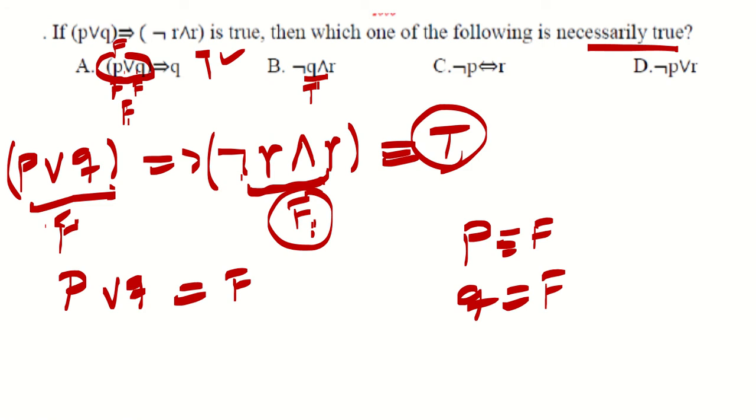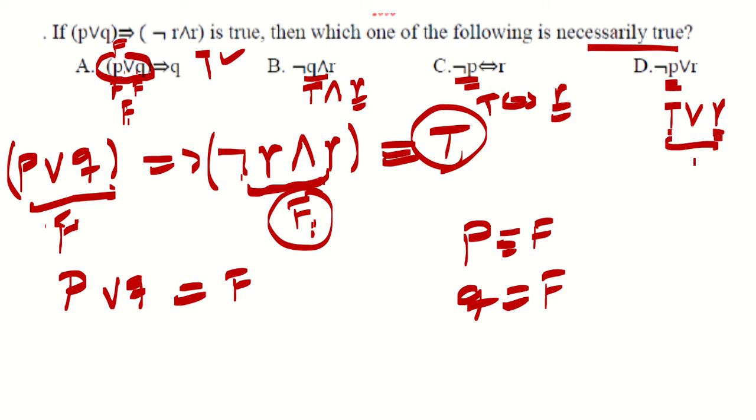What about B? Negation Q, that is true. True and R, we don't know about R. Okay, we cannot necessarily say this is true. To be true, R must be true, but we don't know about R. If you go to C, negation P means true. True implies R. We still don't know about R. R might be true or false. But D, negation P means true. True or R. We don't know about R, but negation P is true. That's enough for the whole to be true, because it's an OR. So the answers are D and A. Both of them are possible answers.